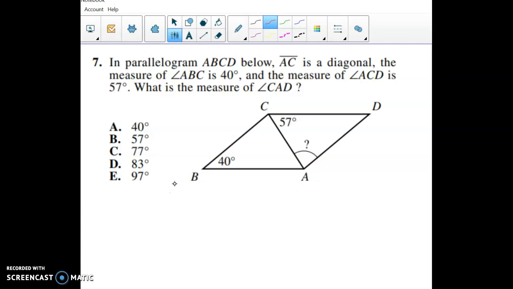Okay, another angle one. I definitely think it's good to copy down the pictures and then start to fill in all the angles that we know. So pause the video, give it a shot.